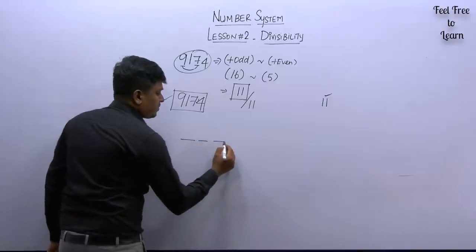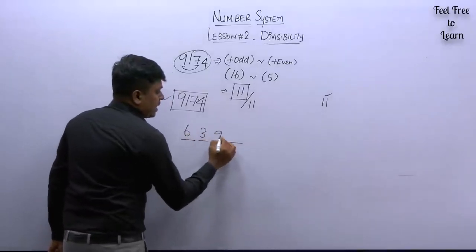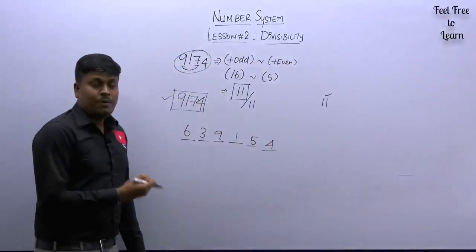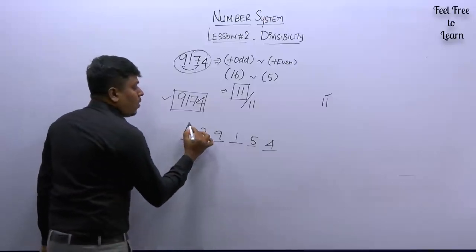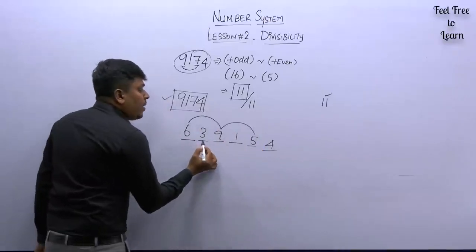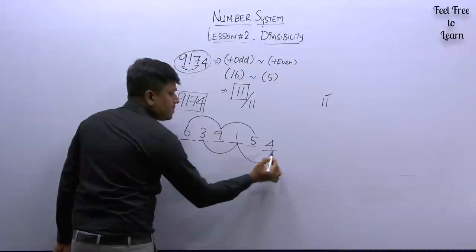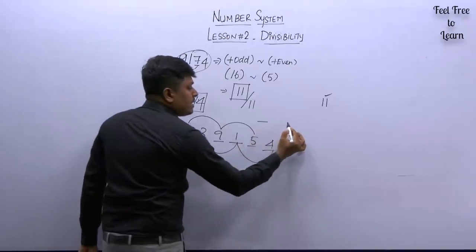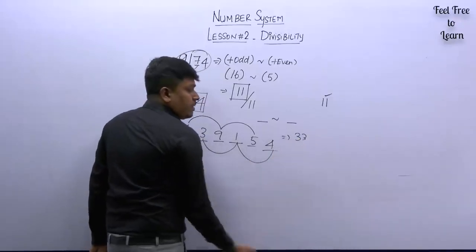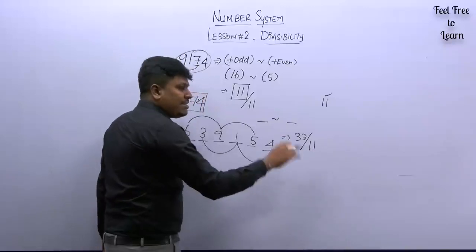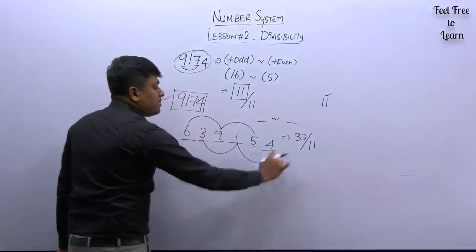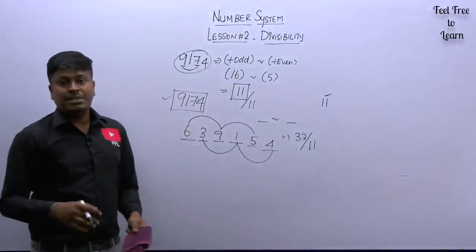Whatever the number is, for example, let me take 639154. If we need to check the divisibility rule of 11, what you need to do is add all the odd digits, 6 plus 9 plus 5. Got it? And then add the even digits, so 3 plus 1 plus 4. After adding the odd digits and even digits, find the difference. For example, if you are getting 33, check whether the number 33 is divisible by 11. Yes, it is divisible by 11. If this number is divisible by 11, then the complete number will be divisible by 11. So this is called the divisibility rule of 11.